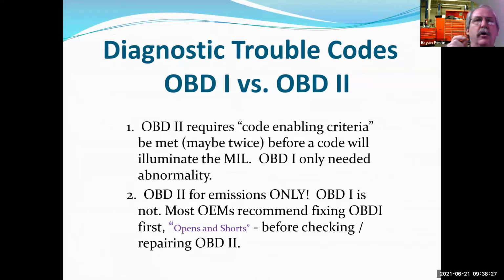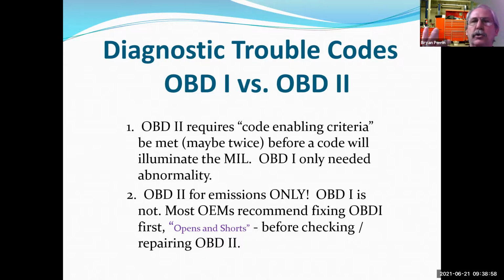A circuit code is when a circuit is either high or low: either it's grounded, or it has voltage when it's not supposed to. A logic code is, I turned this on and it didn't work. The car's running lean. The car's running rich. We don't have enough flow through the EGR. We have too much flow through the EGR. My catalytic converter has low efficiency. Those are all performance codes. Those are logic codes.